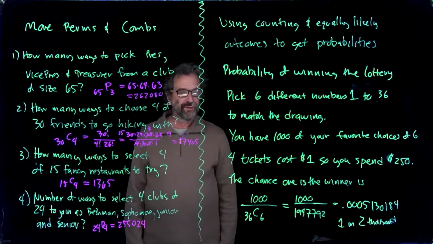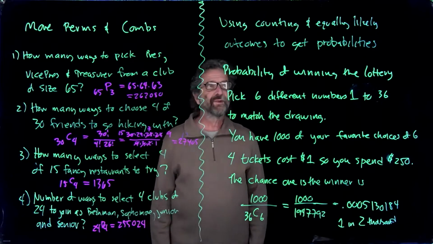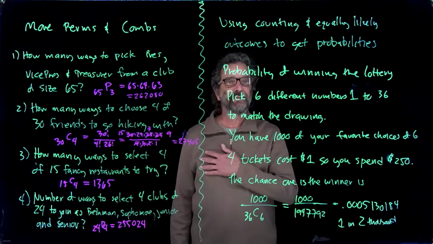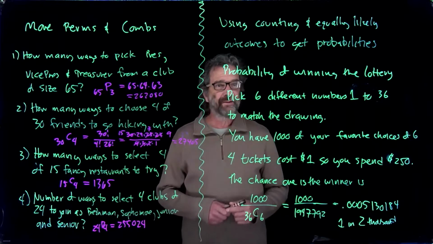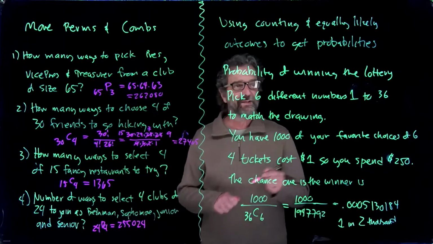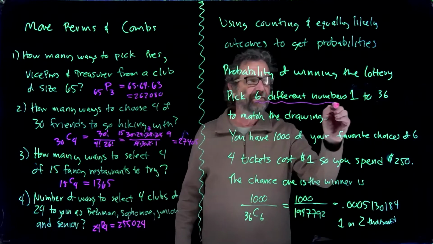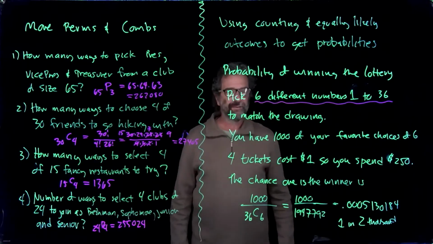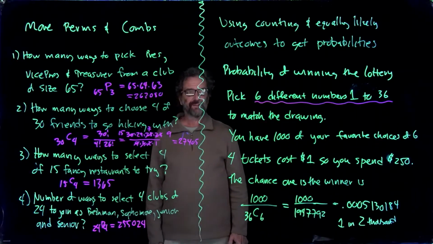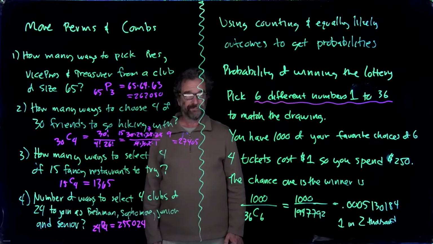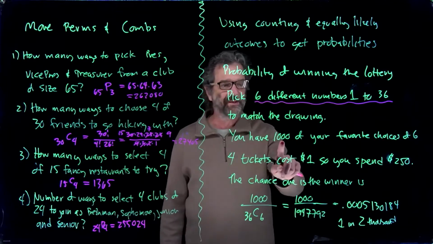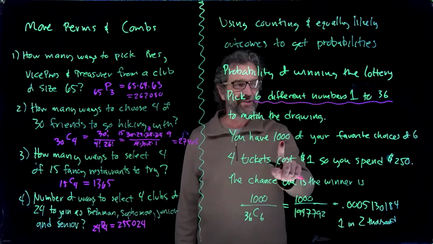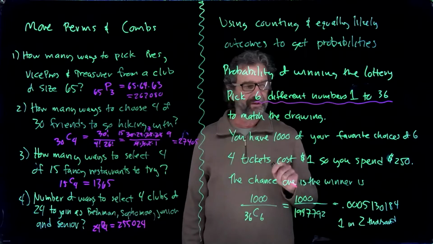And then we're going to try to figure out the chance of winning the lottery using a strategy. So using counting and equally likely outcomes to get probabilities in the lottery. This particular lottery question is about picking 6 different numbers from 1 to 36 where the order doesn't matter. So pick 6 to match the drawing. You figured out 1,000 of your favorite choices of 6 out of 1 to 36.